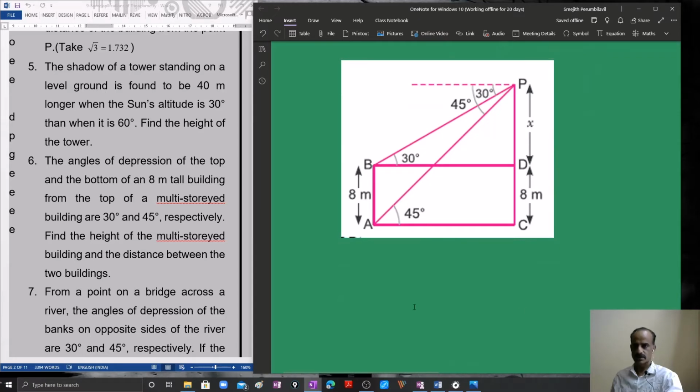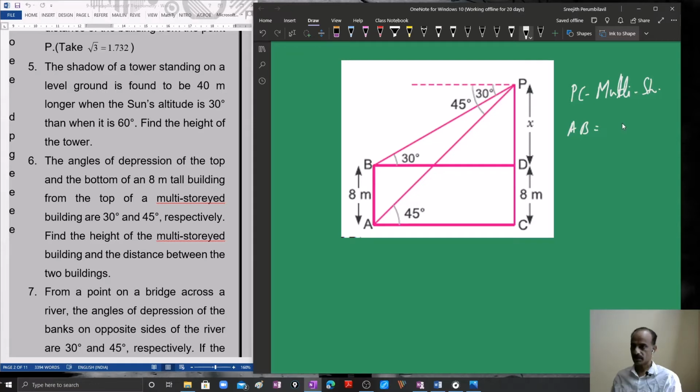There is a multi-storied building. The multi-storied building is PC. PC is the multi-storied building. AB is the top of it. I mean, top of bottom of a tall building. AB is the other building.